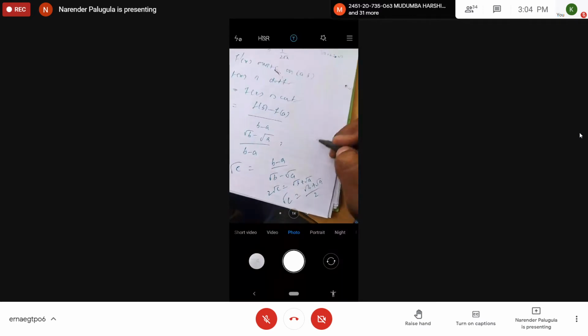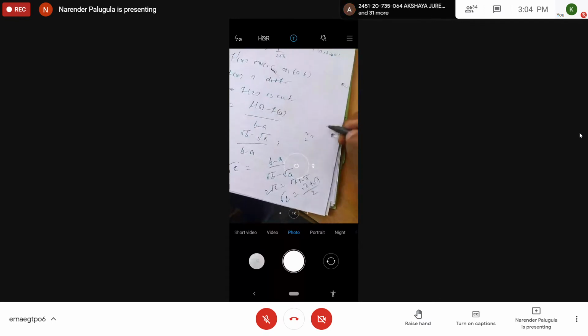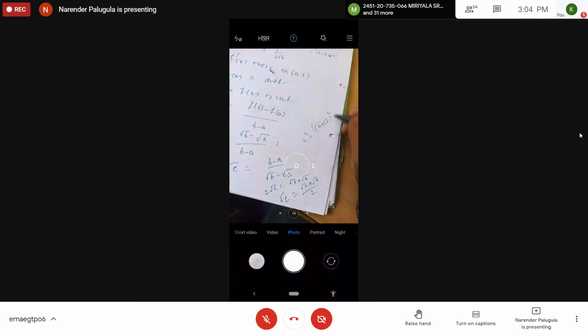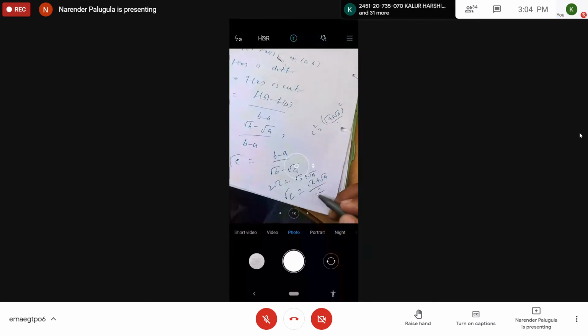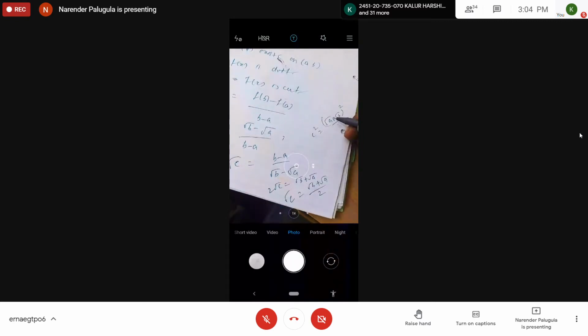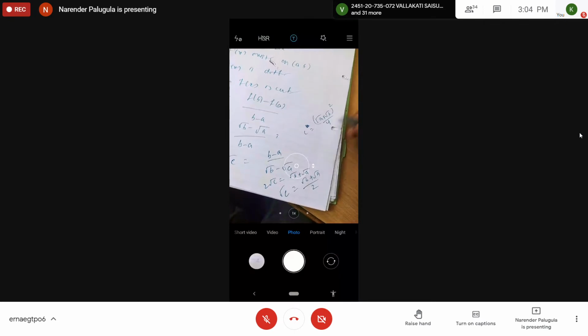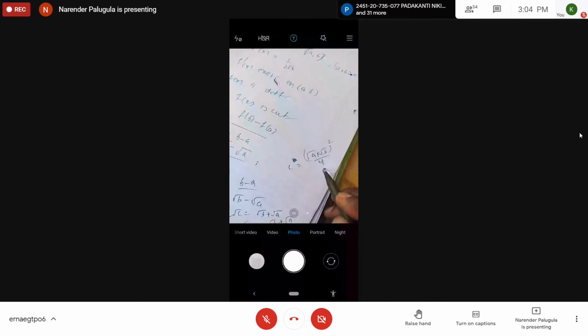Now taking the square on both sides, c is equal to root a plus root b whole square by 4. Anyway, this is the root. If we take the square, we get c is equal to root a plus root b whole squared by 4. Now clearly, root a plus root b power 2 by 4.